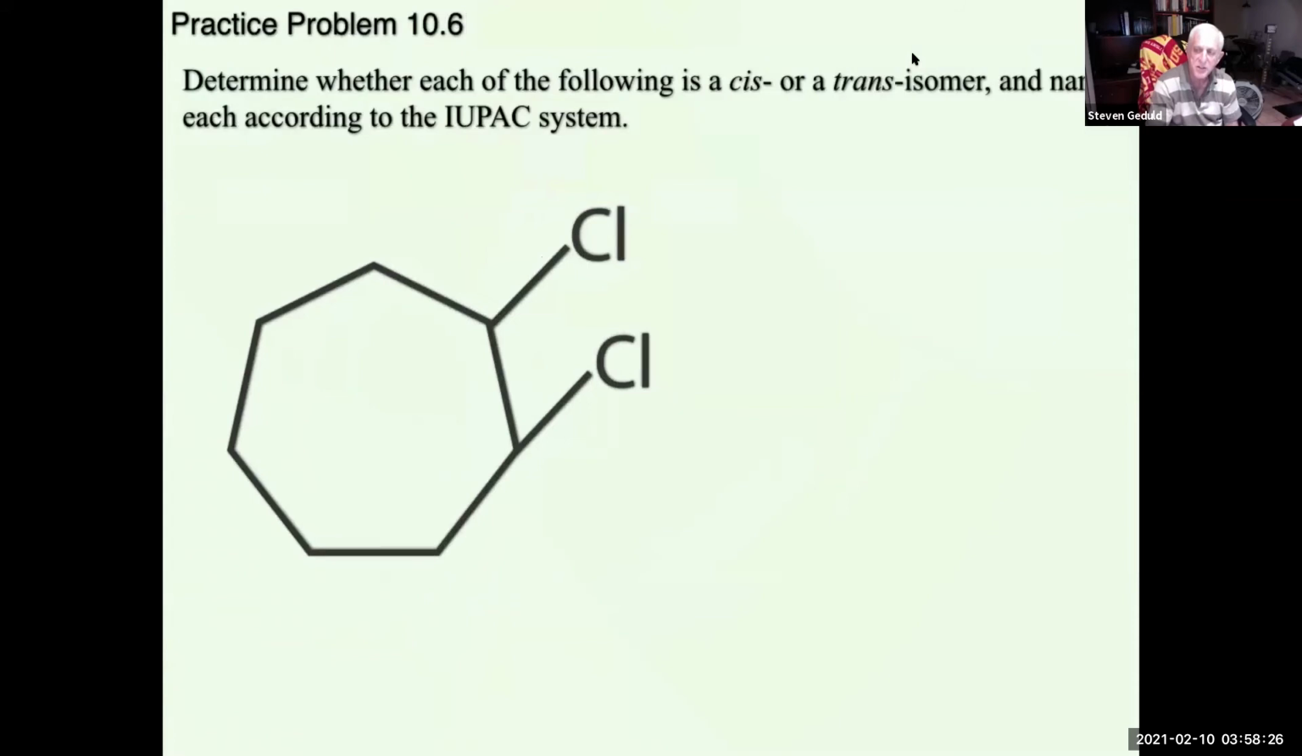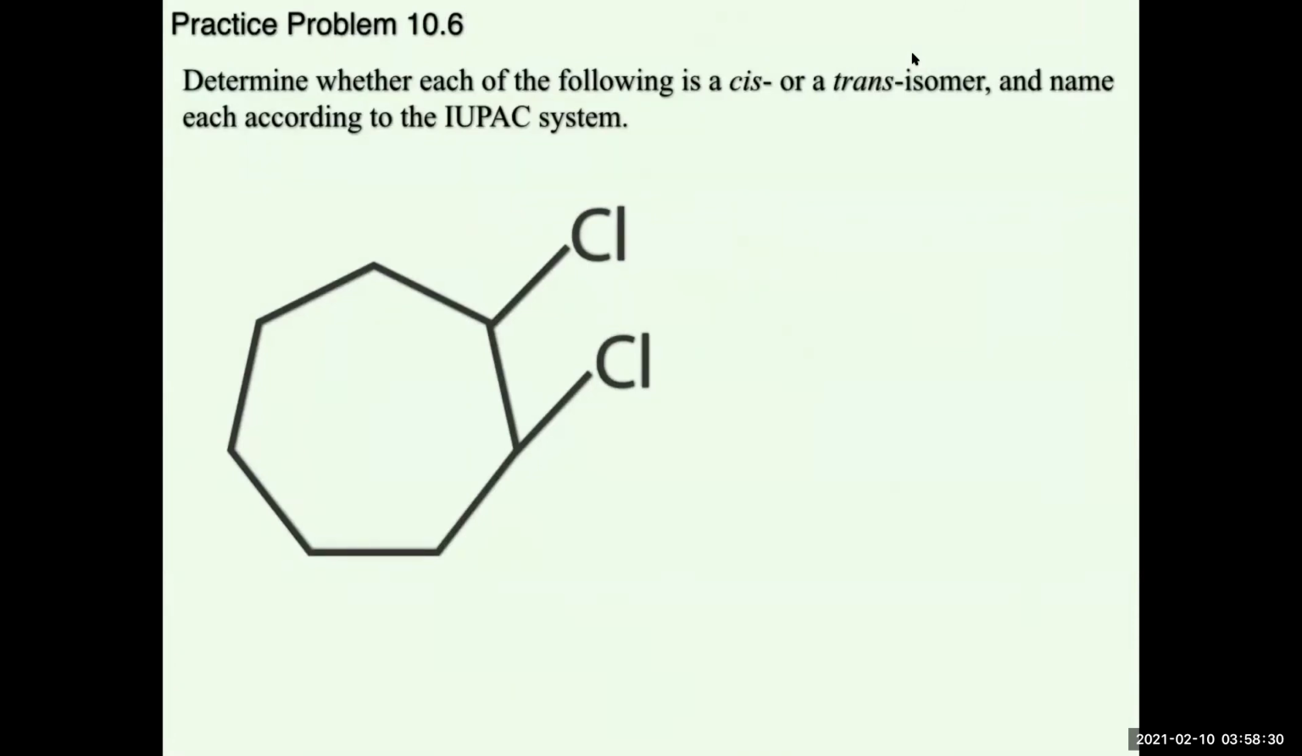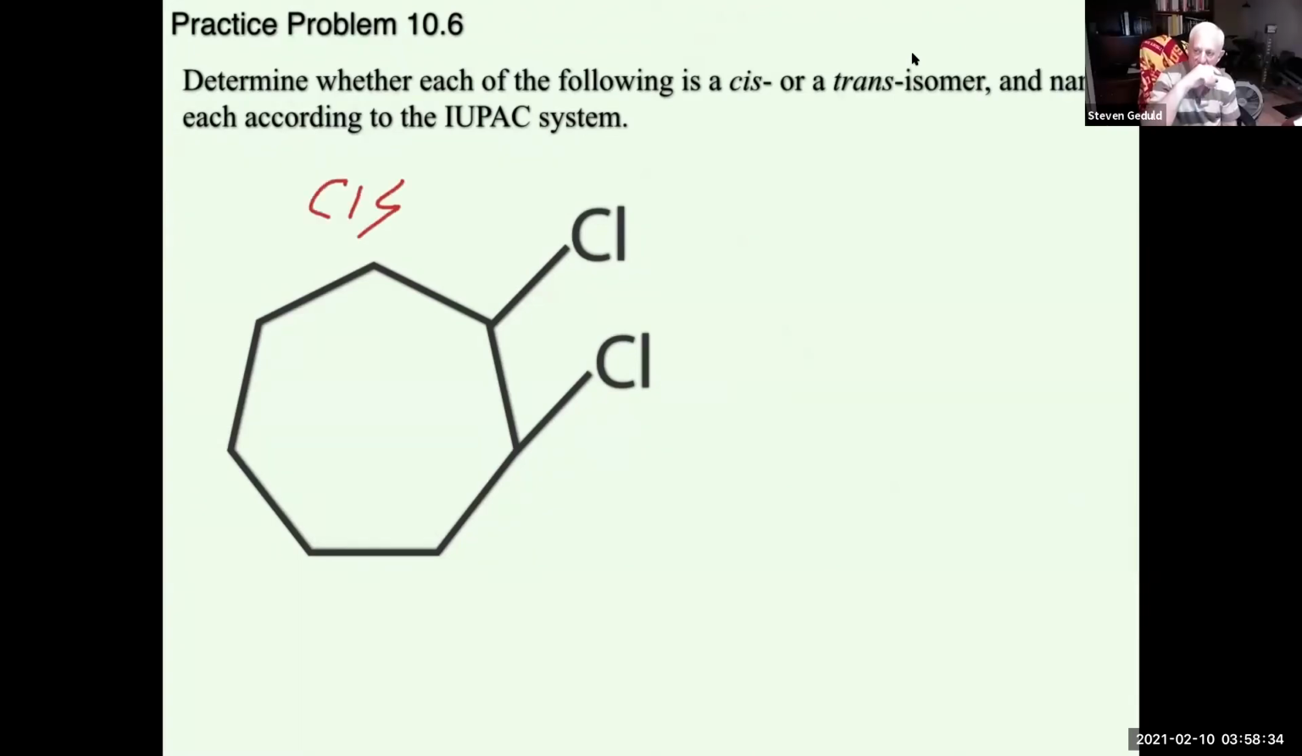So is this cis or trans? Cis. This is cis, on the same side. They both point up from the ring structure because the ring structure locks it in place.